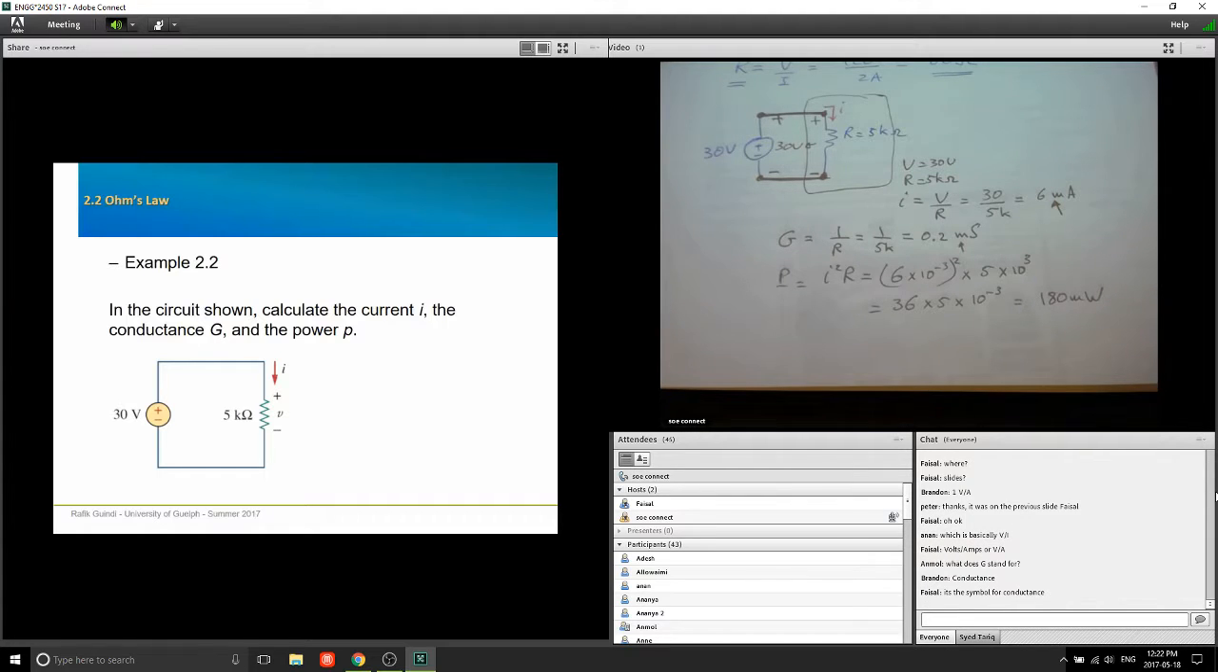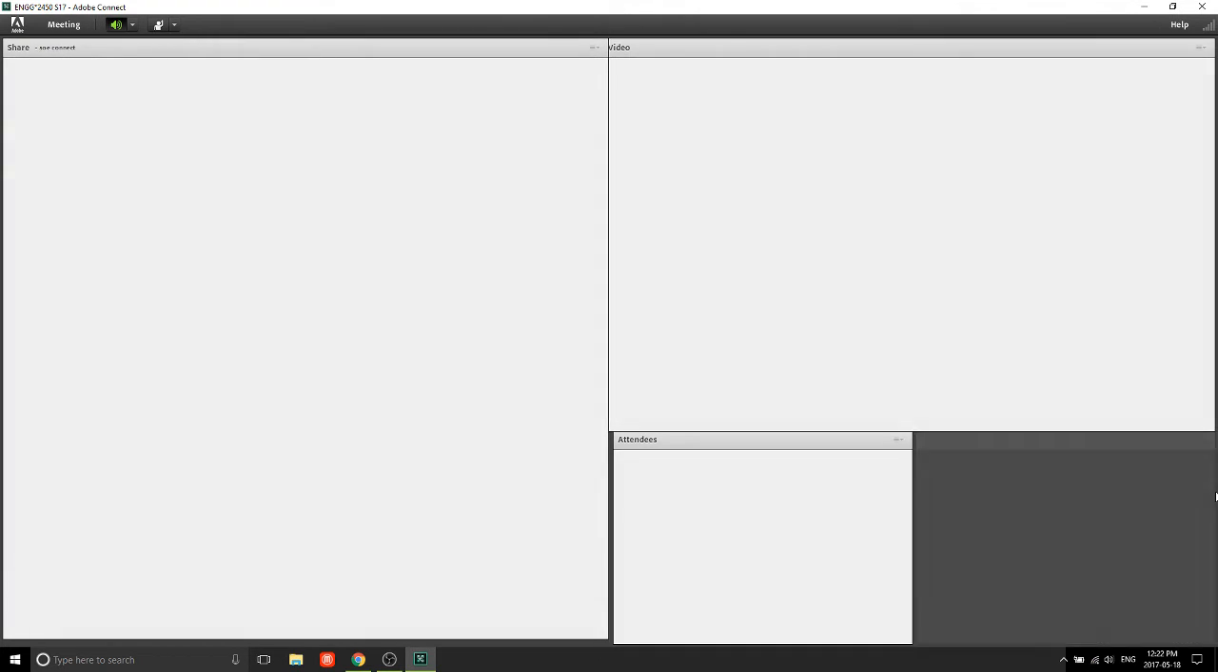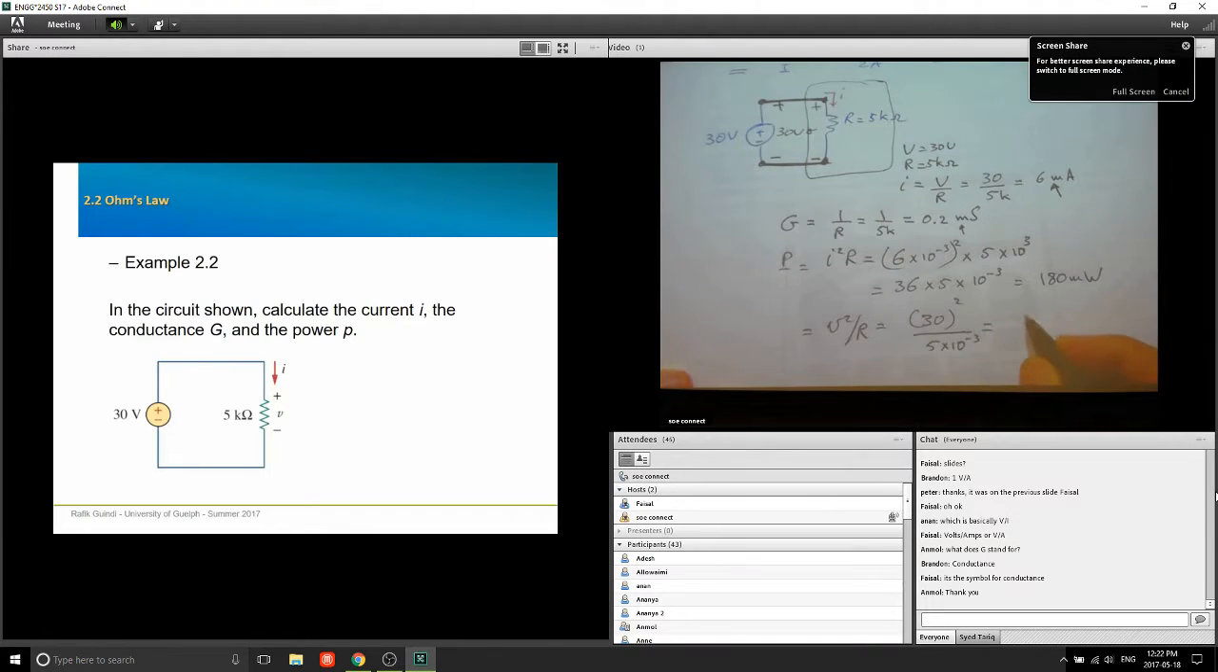I did that using I squared R. Let's do it using V squared over R, times 10 to the negative 3. So that is 180 milliwatts. Okay, same thing.